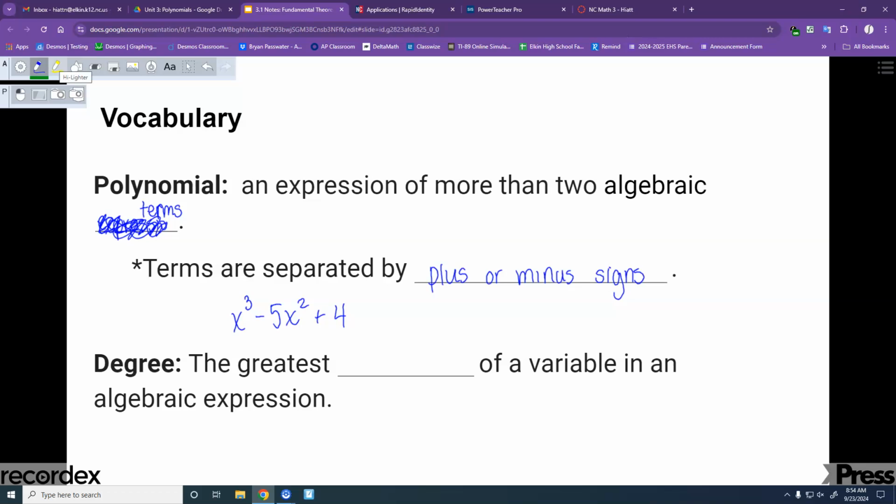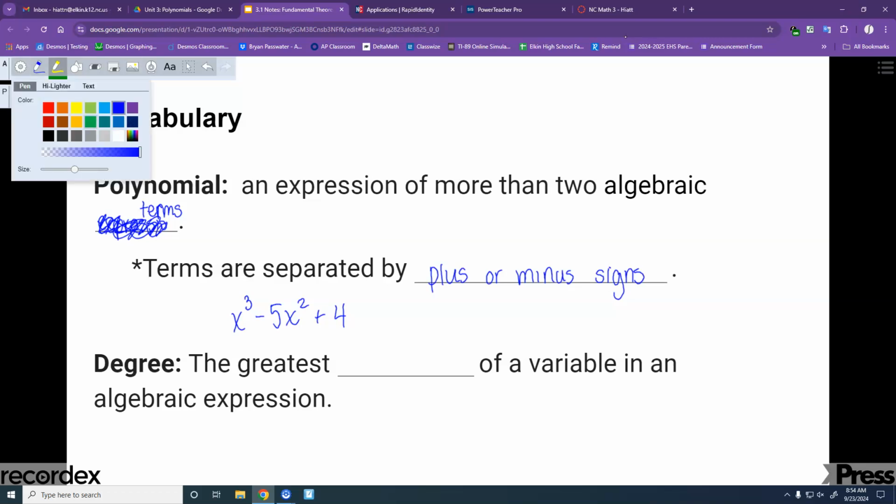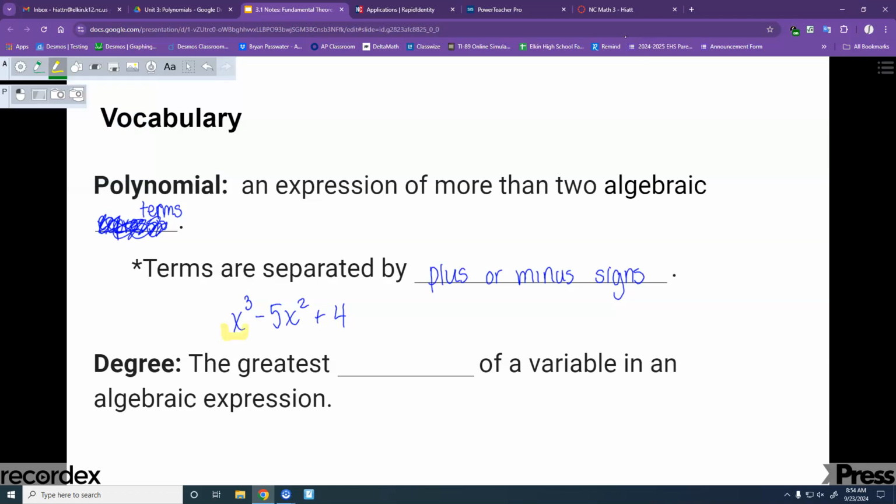In this case, you would have x to the third would be one term, negative 5x squared would be one term, 4 would be one term. All right, so that would be a polynomial with 3 terms, and we're going to look at naming these things here in a second. So anytime you see a plus or a minus sign, it is separating out a term. Right?